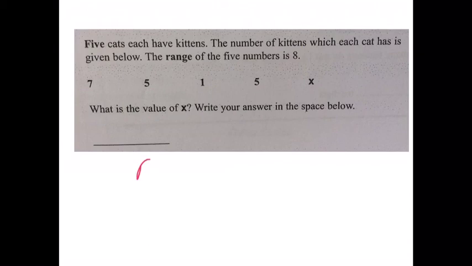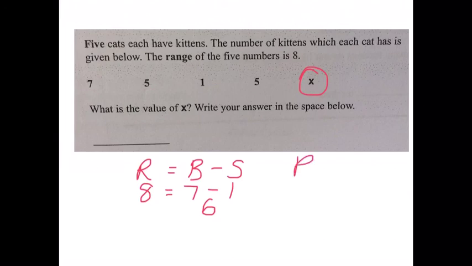Well, we are told that the range, which we know is biggest take away smallest, is 8. Well, from our list, the biggest value is 7 and the smallest is 1. But that will not give me a range of 8. That will give me a range of 6. So my x value must be the biggest value. So to get a range of 8, we need x take away the smallest value, which is 1. So something take away 1 equals 8. So my x has to be 9.